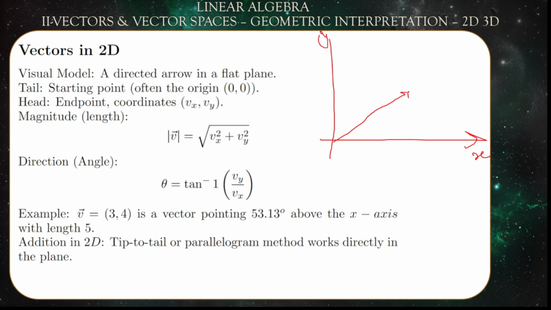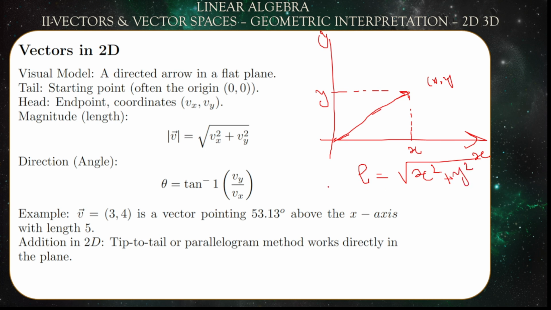Now the arrow, the tip of the arrow, has coordinates X, Y, correct? So this is X. And this is Y, the Y coordinate. Notice something: here you can apply the Pythagorean method. The length of this, which is a right triangle, the hypotenuse, which is at the same time our vector, has a length equal to the square root of x squared plus y squared, correct?